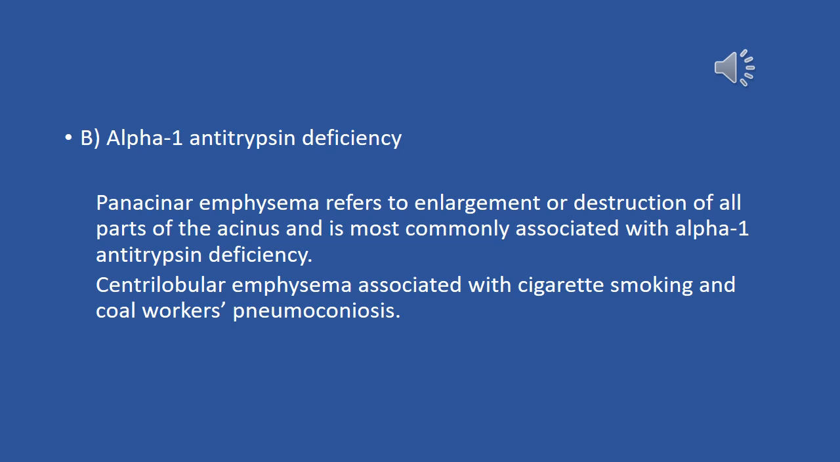Panacinar emphysema refers to enlargement or destruction of all parts of the acinus and is most commonly associated with alpha-1 antitrypsin deficiency. Centrilobular emphysema is associated with cigarette smoking and coal workers' pneumoconiosis.